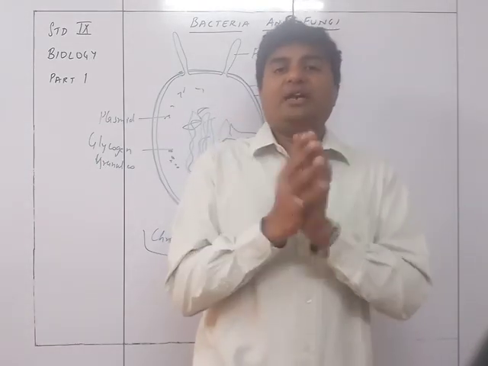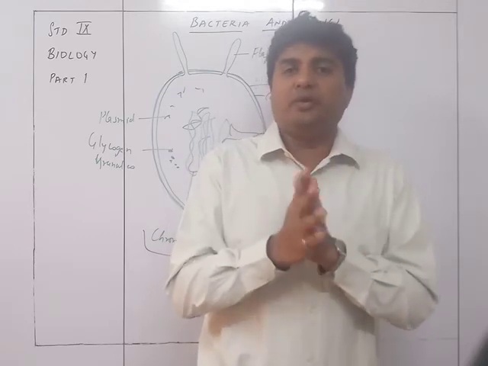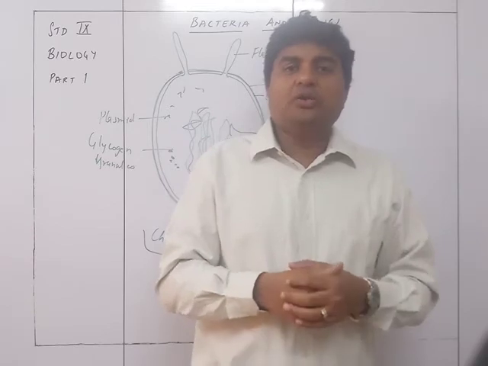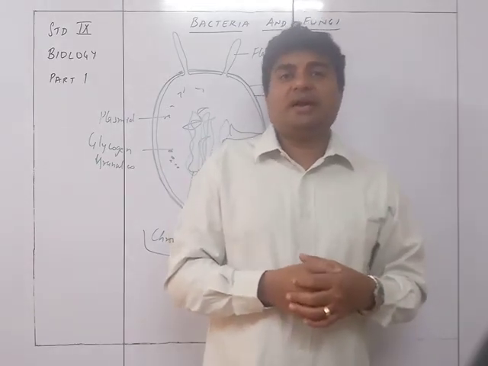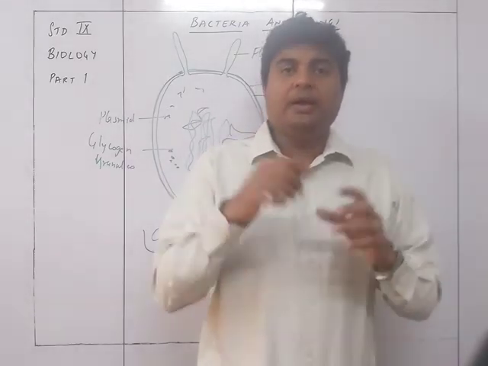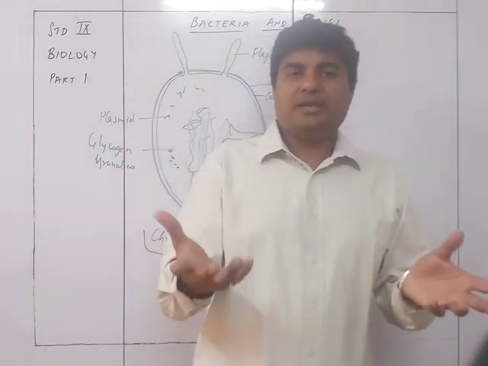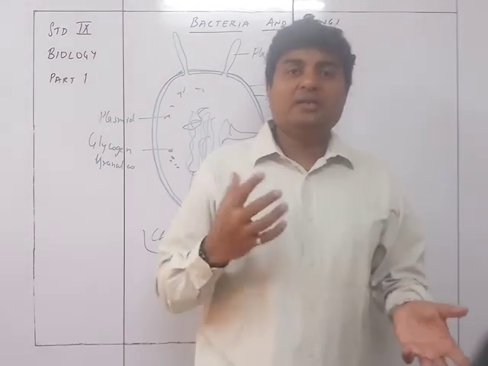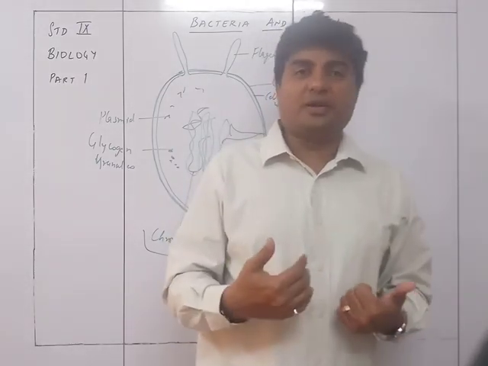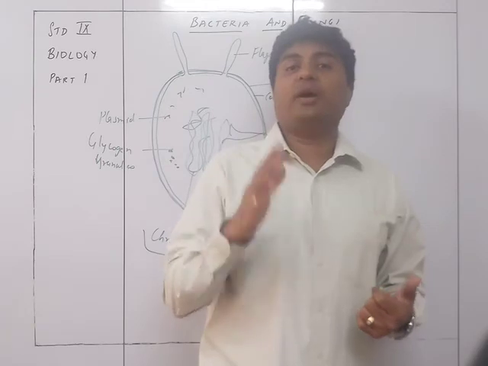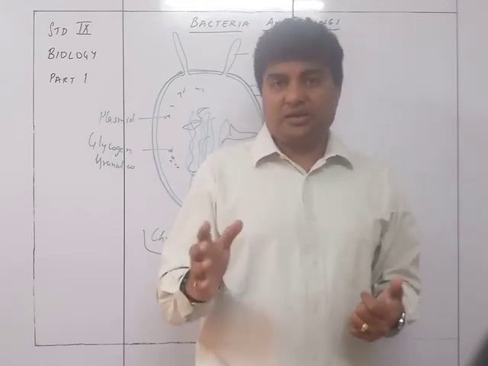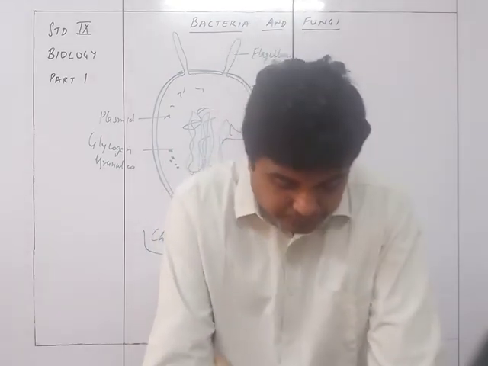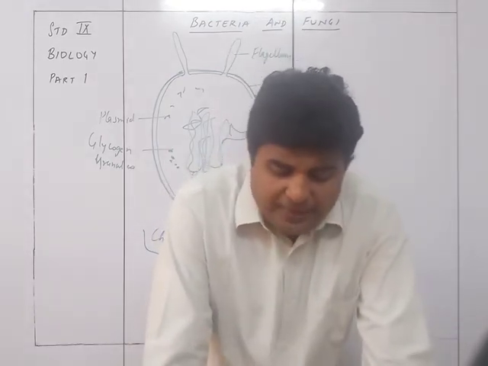When unfavorable conditions arise, the bacterium hides itself in that spore, and when the conditions are suitable again, it comes out of the spore, thus saving itself from that extreme condition. So this is how the bacterium protects itself, but this spore formation is not a part of reproduction. It just helps to overcome unfavorable conditions.